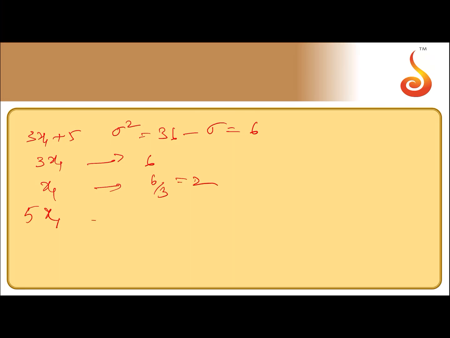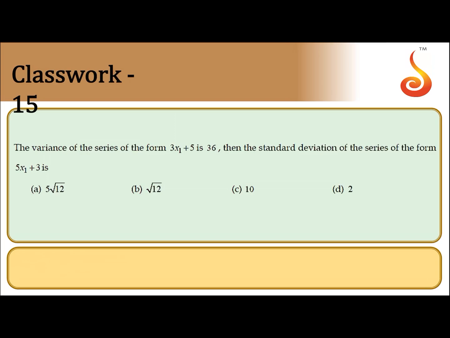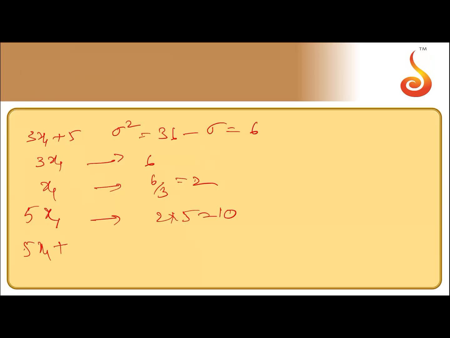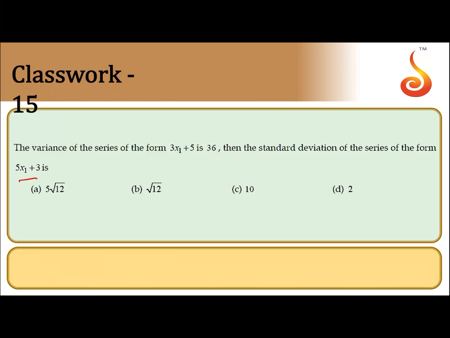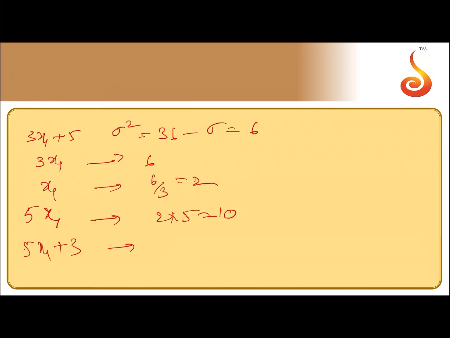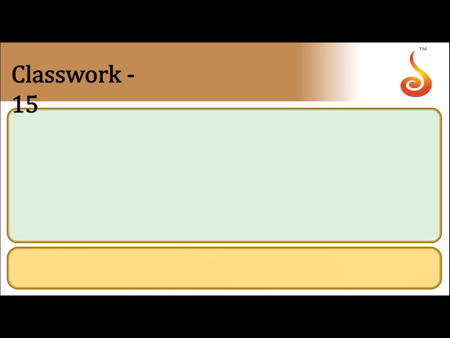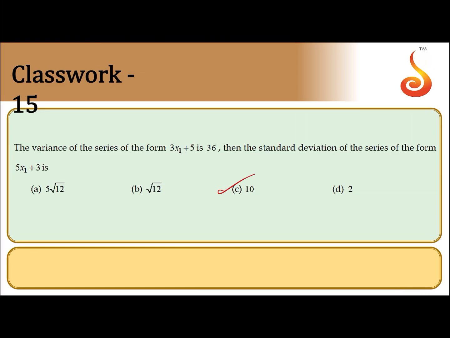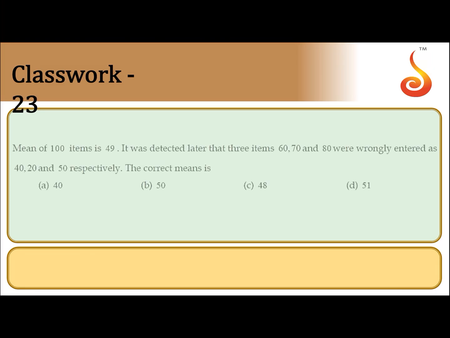And for 5x1 the standard deviation is equals to 2 multiplied by 5, that is equals to 10. And therefore 5x1 plus 3 standard deviation, and that gives you the answer is equals to, so I hope we'll be getting 10. That's it, because the addition of 3 does not affect the standard deviation value. So therefore the answer is equals to 10. Okay, right. Coming to the next one.